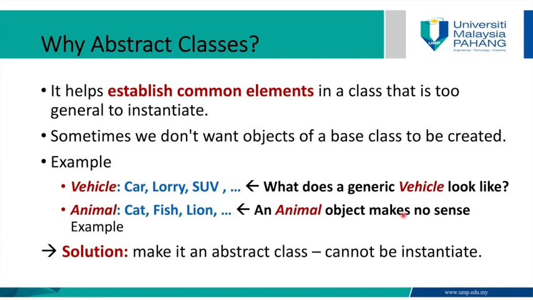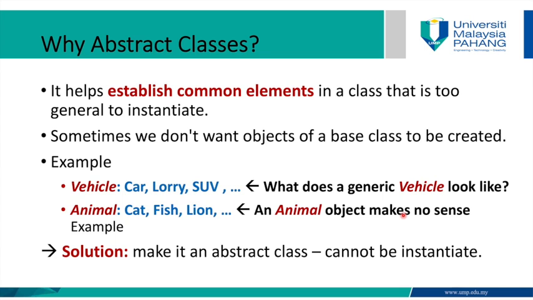Sometimes we don't want objects of a base class to be created. That is one of the reasons too. If we don't want objects of a base class to be created, then we create an abstract class. For example, here we have vehicle, which has car, lorry, and SUV. What does a generic vehicle look like? We want to create a generic vehicle with methods that involve all vehicles, such as miles.